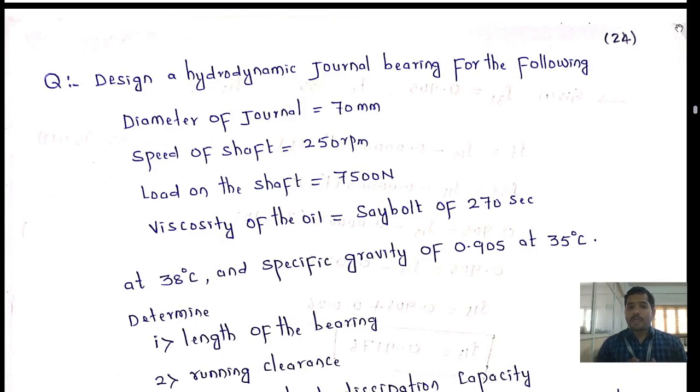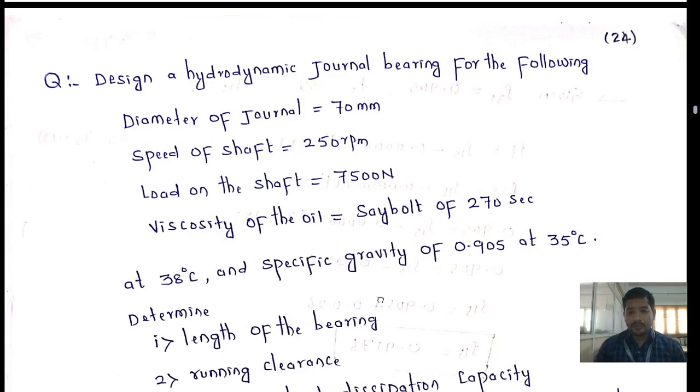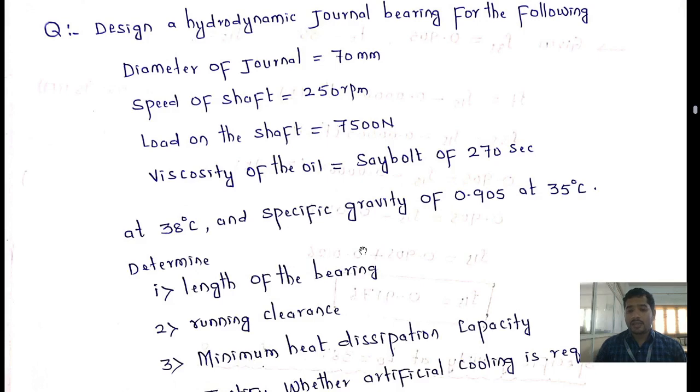In this problem, the diameter of the journal is given as 70 mm. The speed of the shaft, or speed of the journal, is given as 250 rpm. The load acting on the shaft is 7500 Newton. The viscosity of the oil, measured with the help of a Saybolt viscometer, is 270 seconds at a temperature of 38 degrees Celsius, and the specific gravity is 0.905 at a temperature of 35 degrees Celsius.